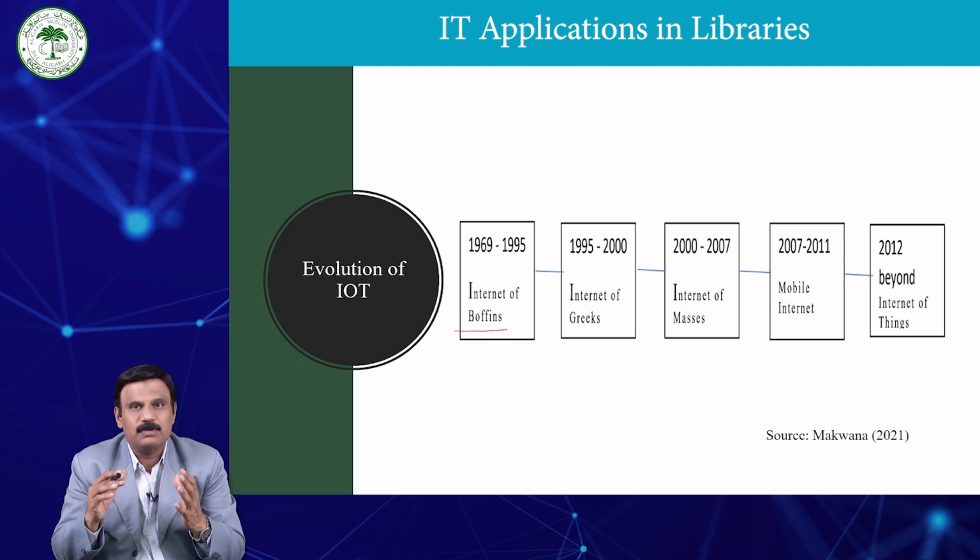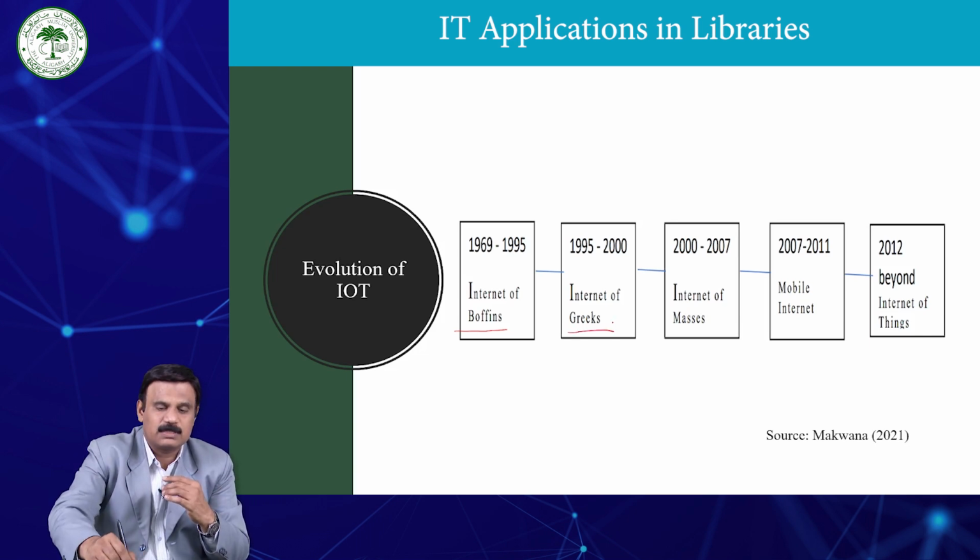Then, during 1995 to 2000, these five years are known as the Internet of Greeks. The Internet started to expand beyond researchers to early adopters and technical enthusiasts. This phase saw the creation of websites and the first wave of web browsers like Netscape. It was still technical in nature, requiring a higher level of knowledge for users to participate. It was not user friendly. So that period is known as the Internet of Greeks.